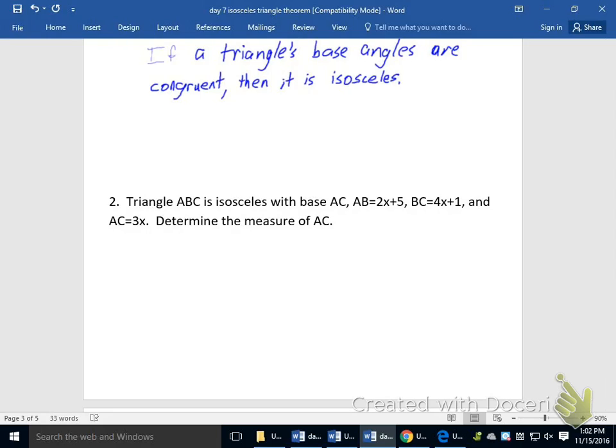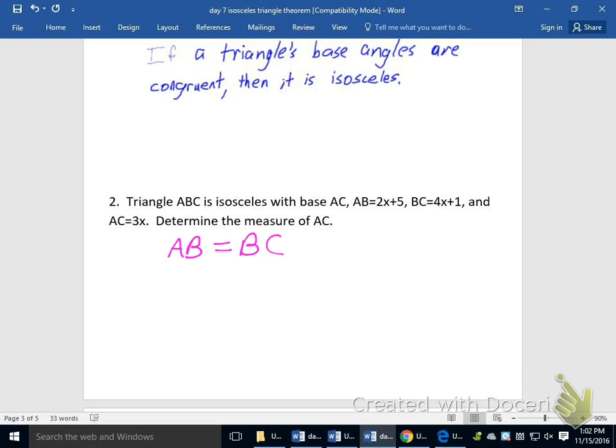So moving right along, triangle ABC is isosceles with base AC, and it tells you AB, BC, and AC all equal. We're going to determine the measure of AC. Since AC is the base, without even seeing the diagram, I can conclude that AB and BC are my two legs for the triangle, and they have to be equal. If they're the two legs, they're going to be equal. The base is the non-congruent part.